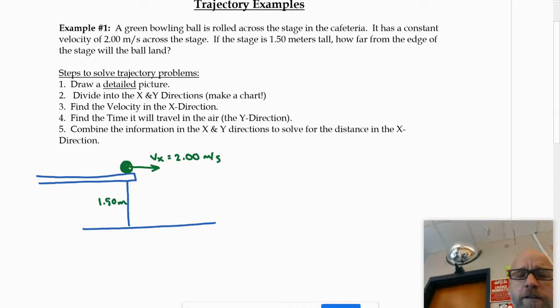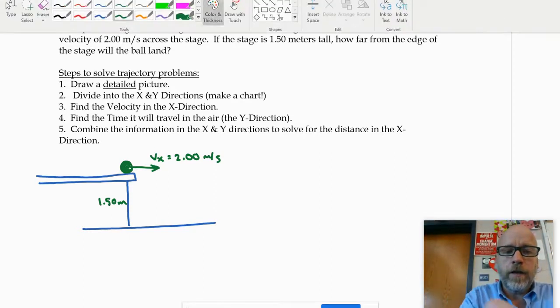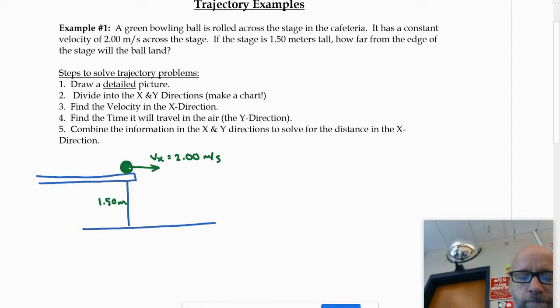And the question is asking, how far from the edge of the stage will the ball land? Now that value is going to be the displacement in the x direction.